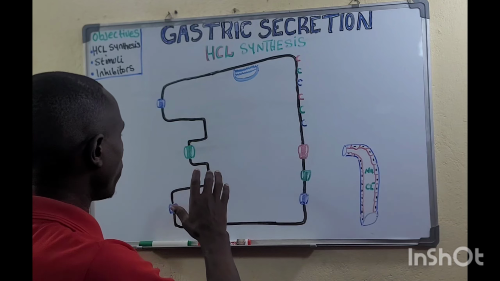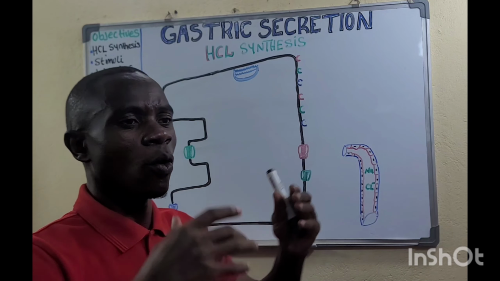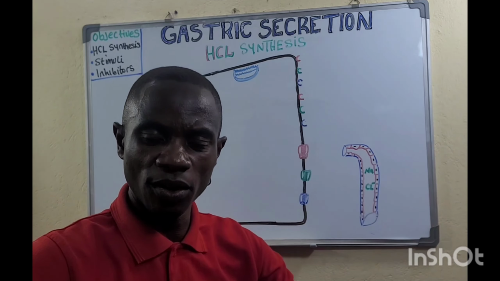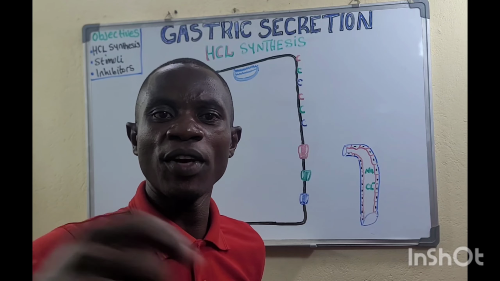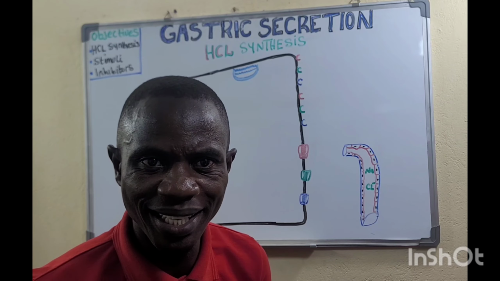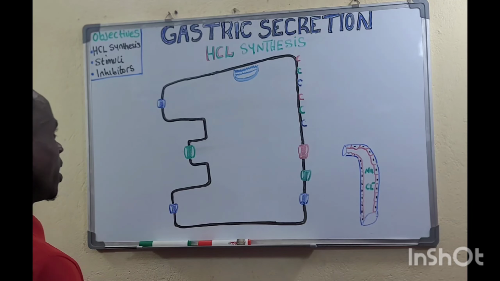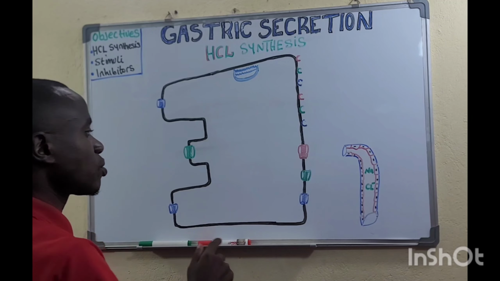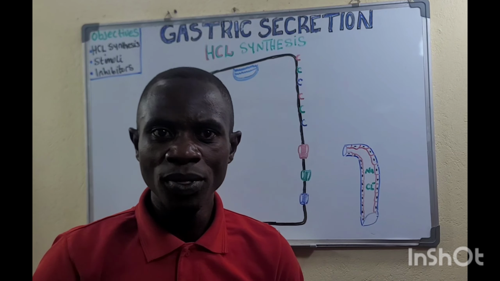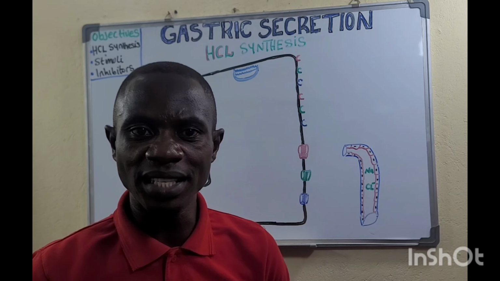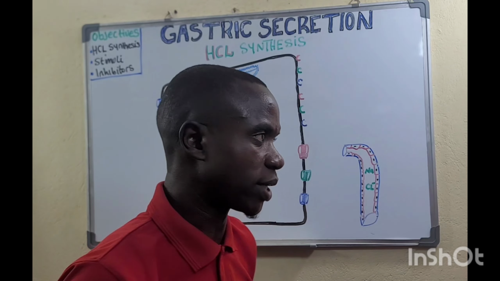Now, the first thing we need to know is what cell is responsible for synthesis of hydrochloric acid. That cell is what we call the parietal cell. This diagram here is showing a single cell that is responsible for synthesis of hydrochloric acid, which we are calling the parietal cell.